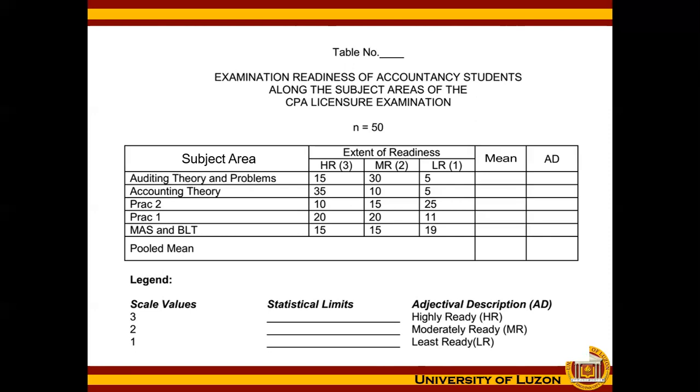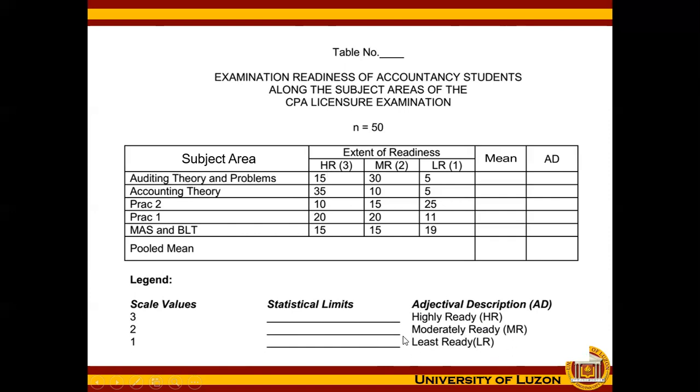Okay, so allow me to discuss further. So this now is your table, and then below that you have your legend. Under the legend you have the scale values. The scale values refer to the assigned numerical values to the following. We have highly ready, moderately ready, least ready.